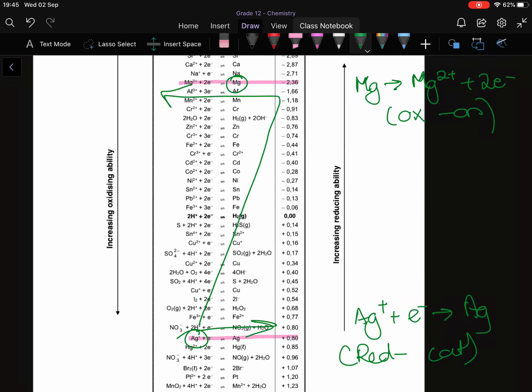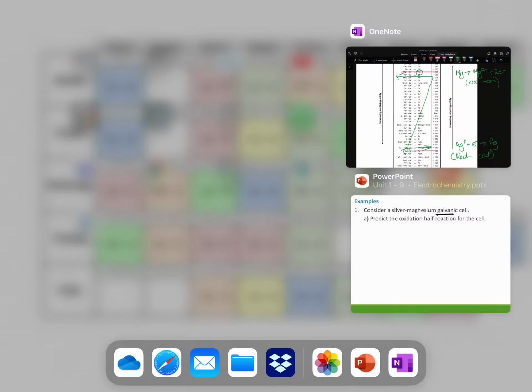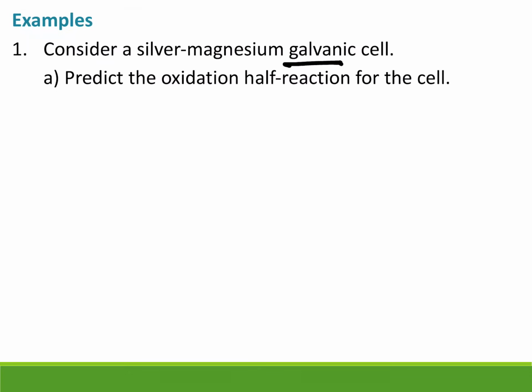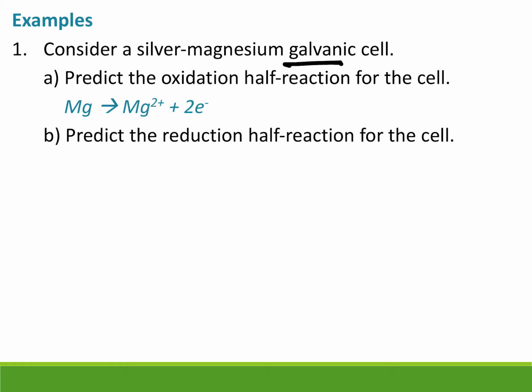Well, now we can go look at the rest of the questions. Make sure you've got your table in front of you, because it'll make more sense now. So, they want us to predict the half reaction. Well, we just did that. Magnesium goes to magnesium 2 plus plus 2 electrons. That was the oxidation half reaction. Predict the reduction half reaction. Well, if magnesium is oxidized, silver must be reduced. Ag plus plus 1 electron goes to Ag.